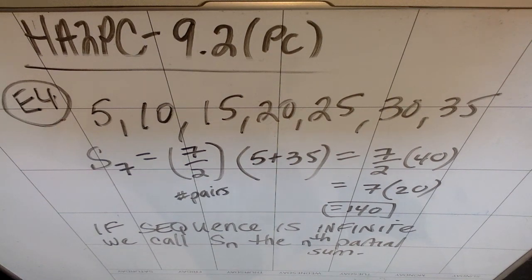Because if we were summing infinite terms, that's not just the first n terms. That's all the terms ever. And so we call this the nth partial sum, okay? So in the next video, we're going to do some examples where we find the nth partial sum of an infinite arithmetic sequence.